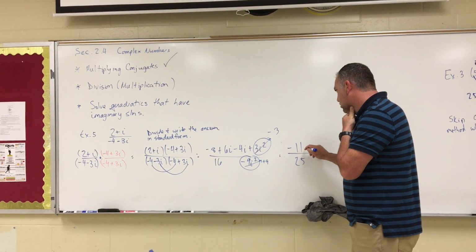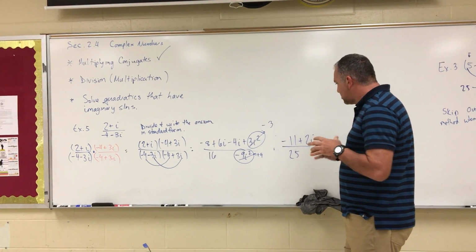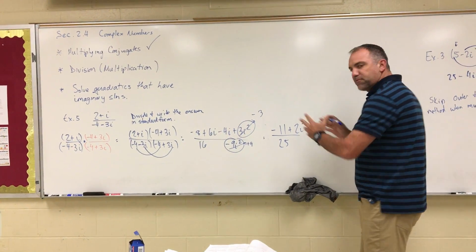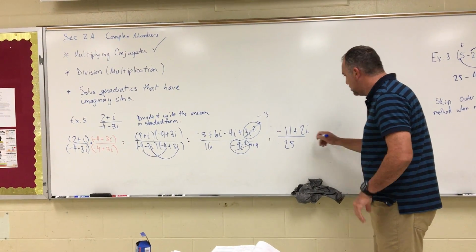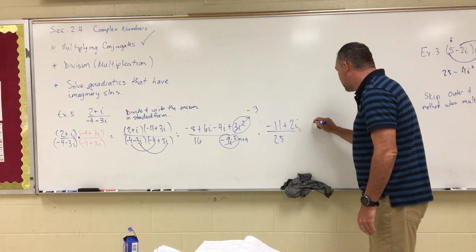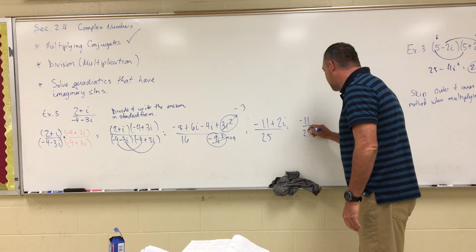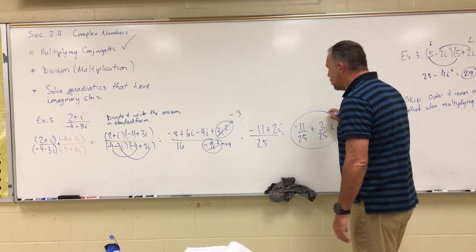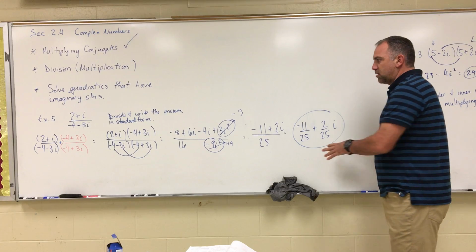11 plus 2i. So this is good, but technically it's not standard form. So what did I show we have to do to get something plus something i? Split the fractions. Very, very good. So you make it negative 11/25 and 2/25 i, and there you go. You've written your answer in standard form.